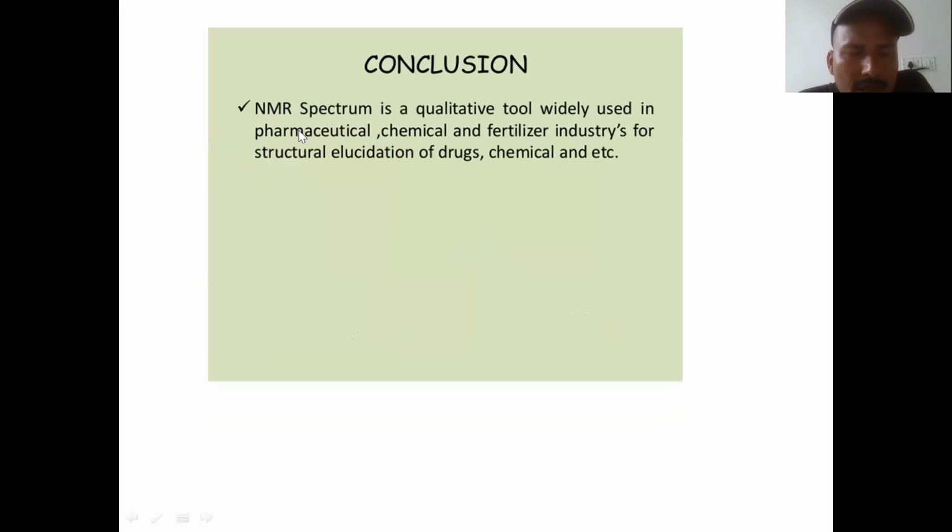So in conclusion, NMR spectrum is a qualitative tool, and it is widely used in the pharmaceutical, chemical, or fertilizer industry for structural elucidation of drugs and chemicals, etc.